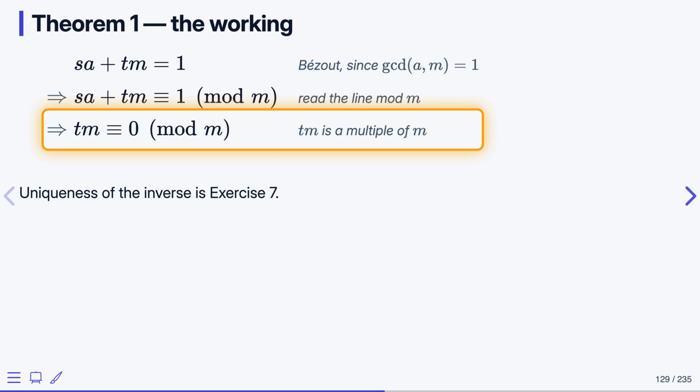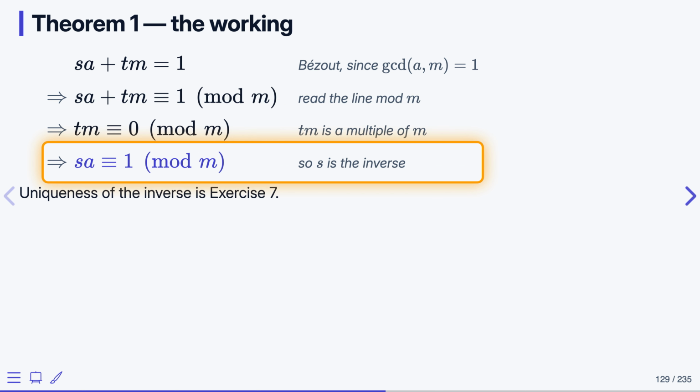Step 2. Look at the term t times m. It is a multiple of m, so it is congruent to 0. It drops out. Step 3. That leaves s times a congruent to 1, mod m, and that is exactly the definition of an inverse. So s is the inverse we wanted. Uniqueness is left as exercise 7.